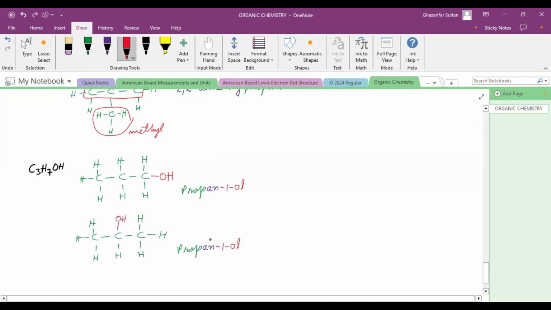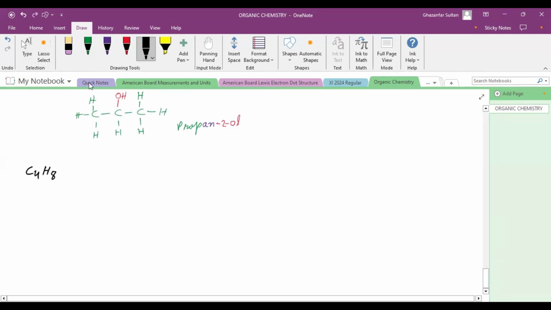So the name changes from propan-1-ol to propan-2-ol. These are also isomers of each other because they have the same molecular formula but different structures due to the position of the OH group.